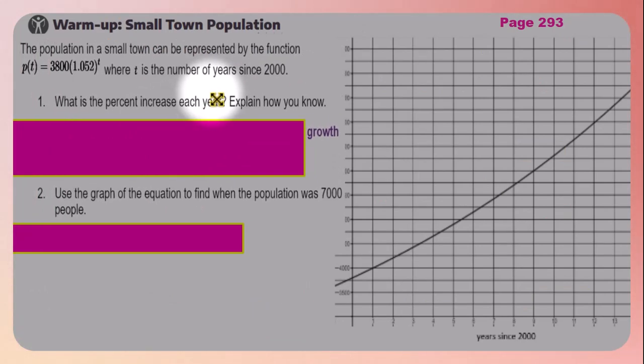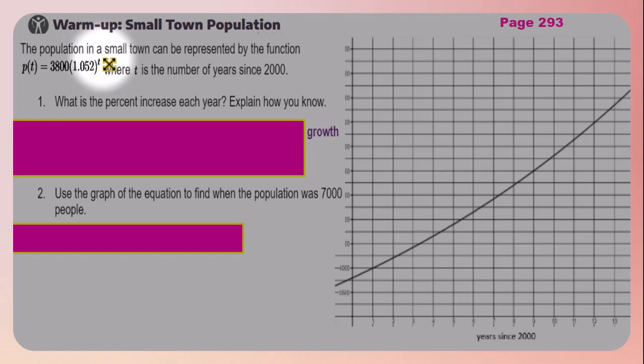All right, we have the population in a small town. We're going to start this warm up. So turn to page 293, read the problem. The population in a small town can be represented by the function P of t equals 3,800 times 1.052, which is 1 and 52 thousandths, to the t power, where t is the number of years since 2000.